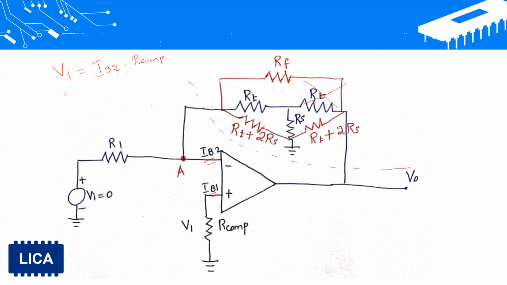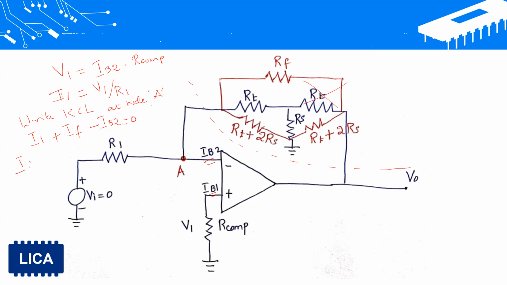Then I1. What is I1? I1 equals V1 by R1. Then write the KCL equation at node A. Here also we are having the same node as before. So you have to write the KCL equation. I'm getting it like this: I1 plus IF minus IB2, same as the previous derivation.